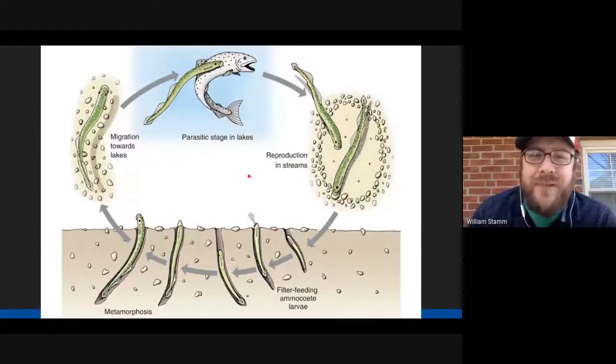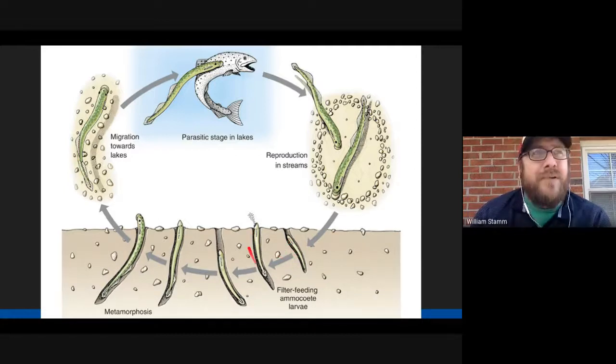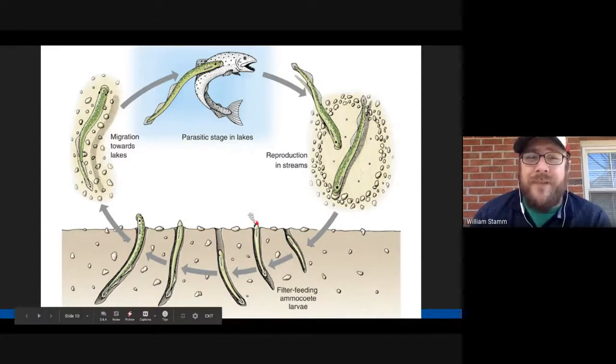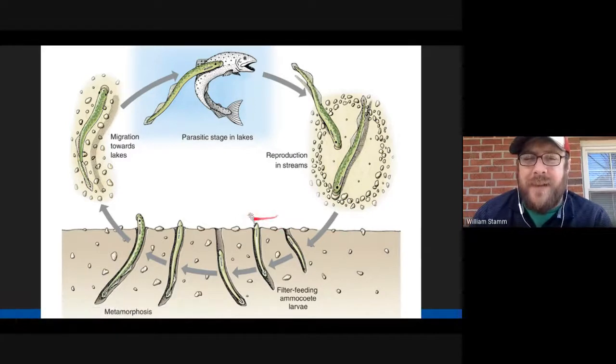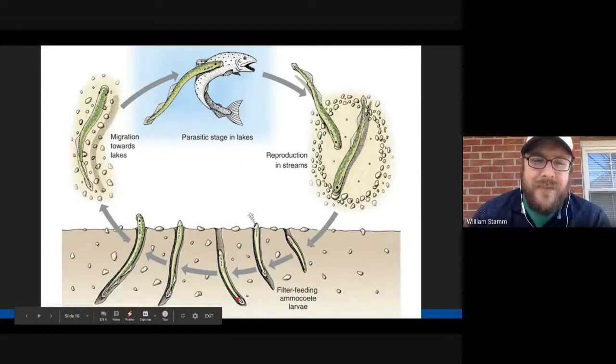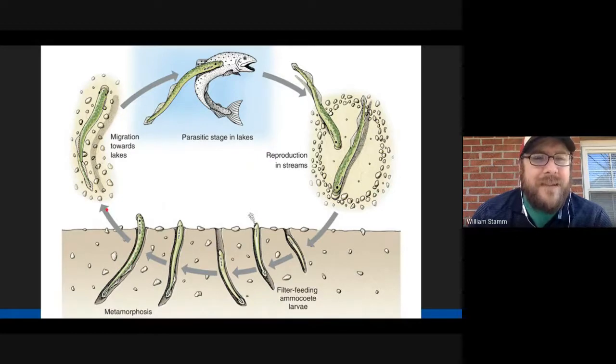Their life cycle is pretty cool. They reproduce in smaller streams, and once the larvae hatch, the larvae burrow into the ground and are filter feeders. They stick their head out and filter the food. They go back down if they're scared or something's trying to get them. And when they mature, there's a metamorphosis where they turn into an adult lamprey. They migrate back towards the lake where most of them hang out, and they are parasites in that lake on other fish. So pretty cool life cycle.